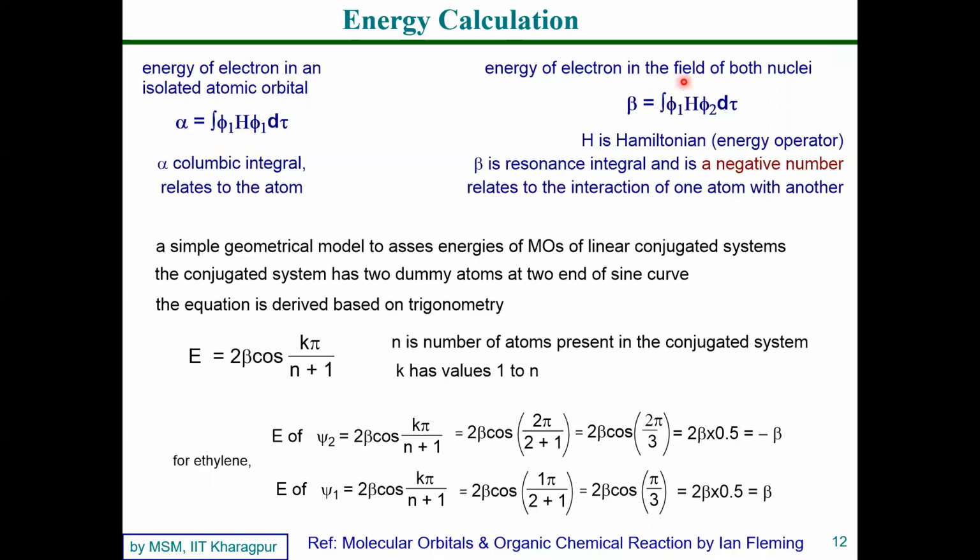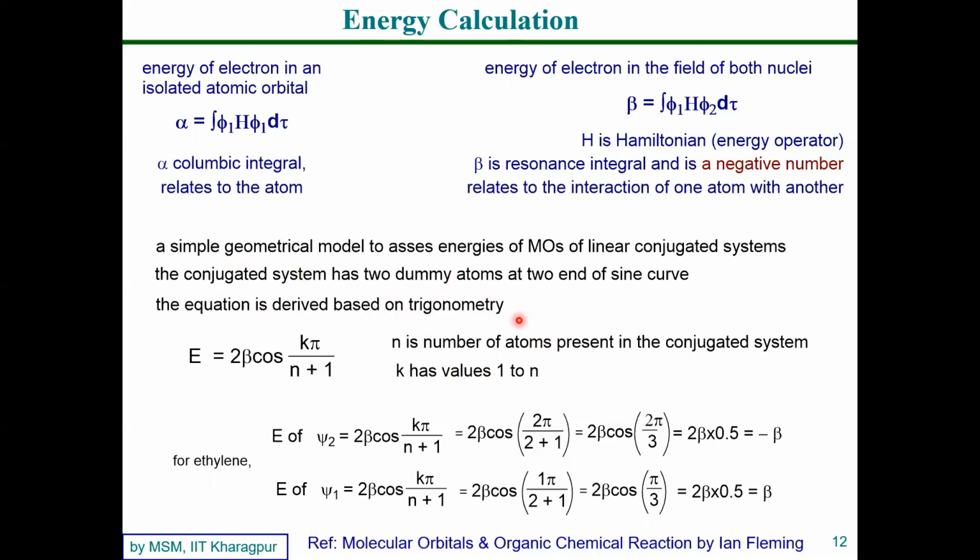What is the energy of electrons in the field of both nuclei, when you have two atomic orbitals whose electrons come close and interact? It is called the resonance integral, beta, and it is a negative number: phi 1 H phi 2. These are two different atomic orbitals, and you are integrating over the whole space. So this is related to the interaction of one atom with another, while alpha is only within one atom. We'll be calculating their energy values.